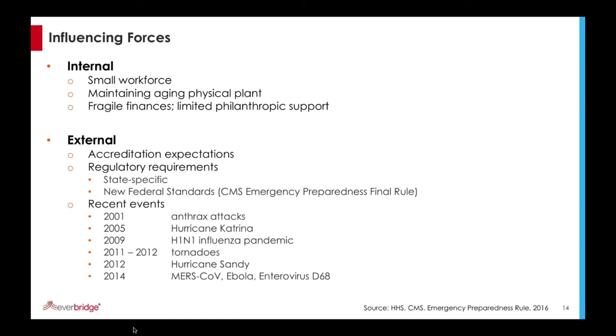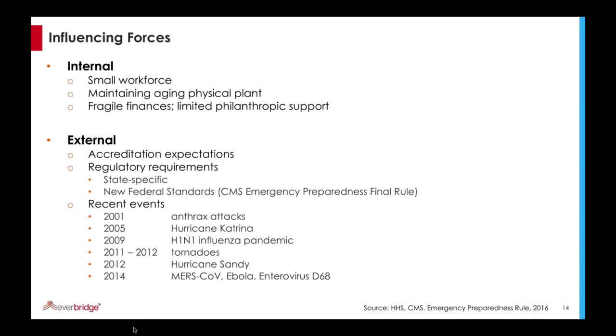Externally, rural hospitals face the same challenges that urban hospitals face to maintain their accreditation in order to continue to participate in federal programs. And they have their own challenges dealing with the regulatory requirements that vary by state, and as well, we'll be talking about in a moment, new federal standards which are on the brink of becoming implemented later this year, the CMS Emergency Preparedness final rule.